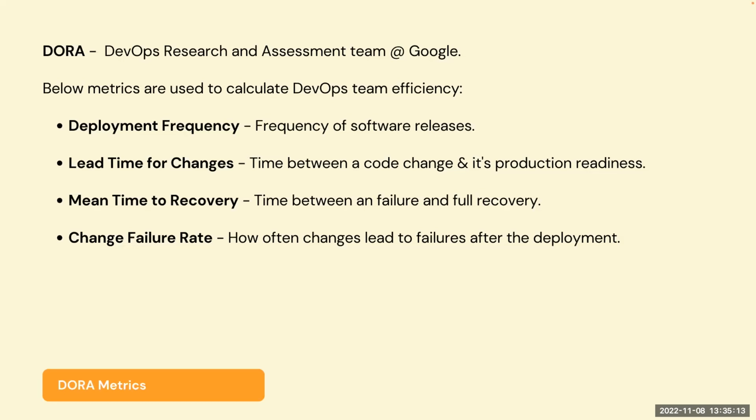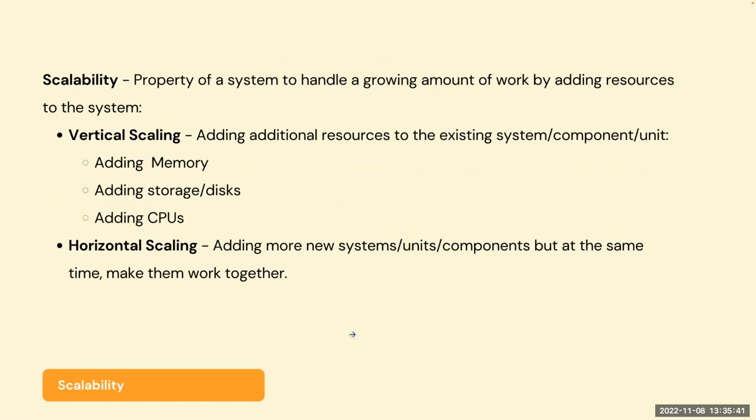And mean time to recovery: if you hit any issues, how much time will it take to recover or to roll back the application. And change failure rate: how frequently you are having that kind of problems versus successful deployment. So these are the 4 DORA metrics, and these are key metrics for the DevOps team.